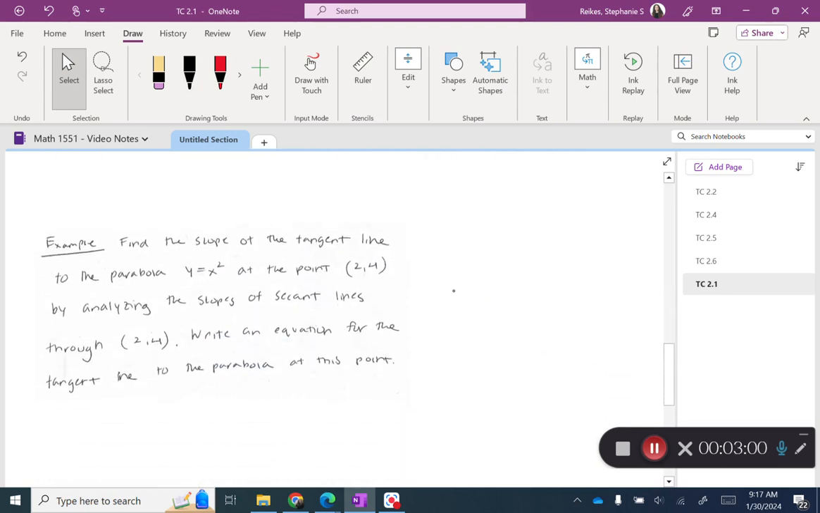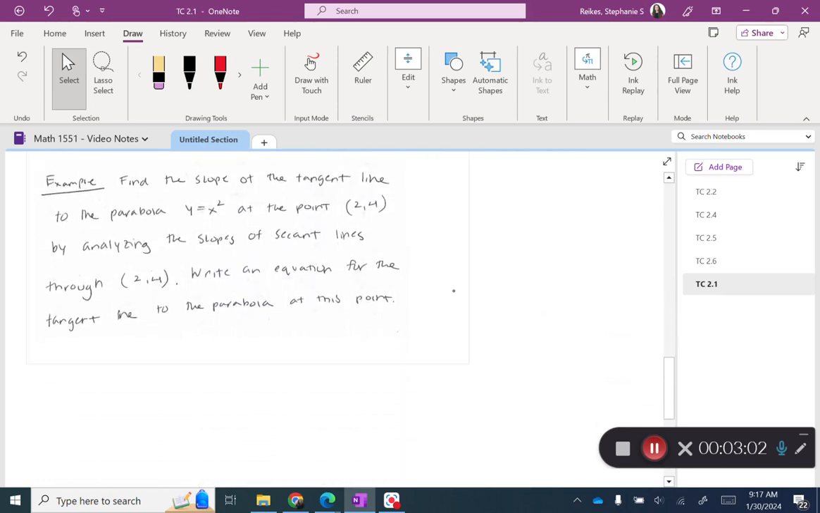Let's take a look at one more example. Let's find the slope of the tangent line this time to the parabola y equals x squared at the point (2, 4), by analyzing the slopes of the secant lines through the point (2, 4). So let's write an equation for the tangent line to the parabola at this point. Before we can find the tangent line, let's think about analyzing what's happening with the secant line.